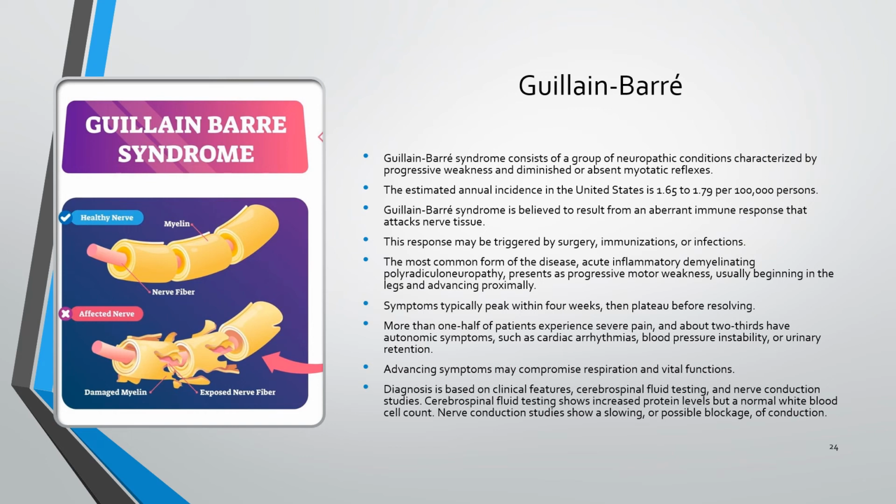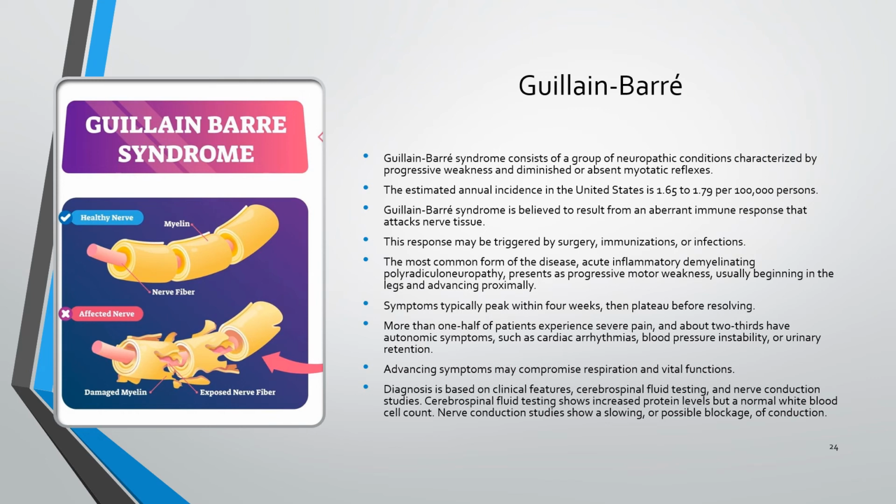The estimated incidence of this particular case is 1.65 to 1.79 per 100,000 cases. And I don't know if my son was one of those statistics. It's believed to be an autoimmune response that attacks nerve cells. Typically, they think it's triggered by some kind of respiratory infection. They've also been talking about how immunizations could trigger it. It also could be triggered by surgery.